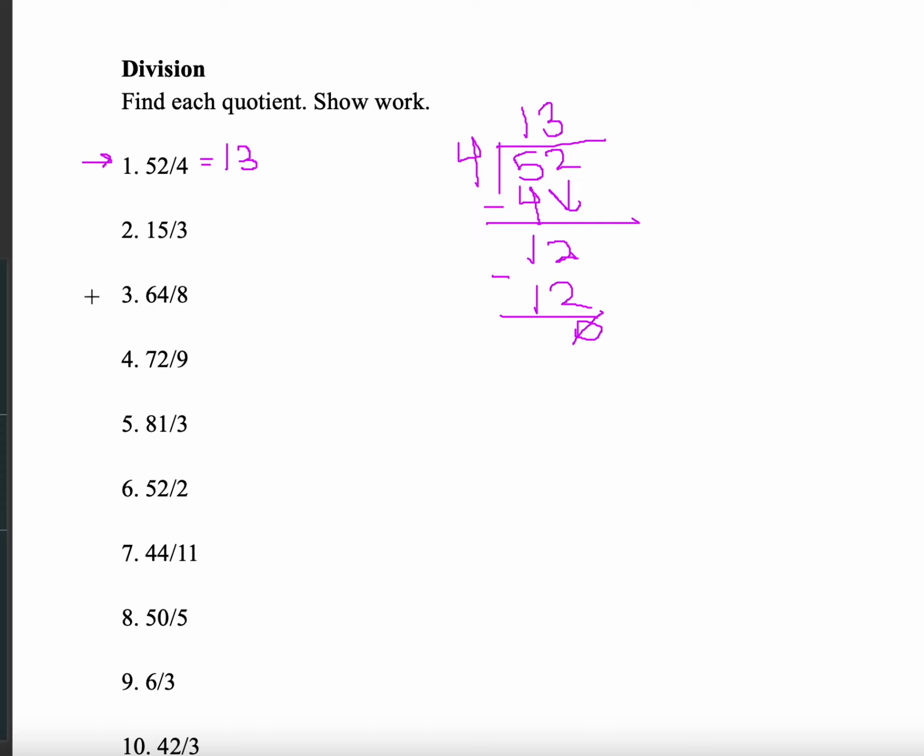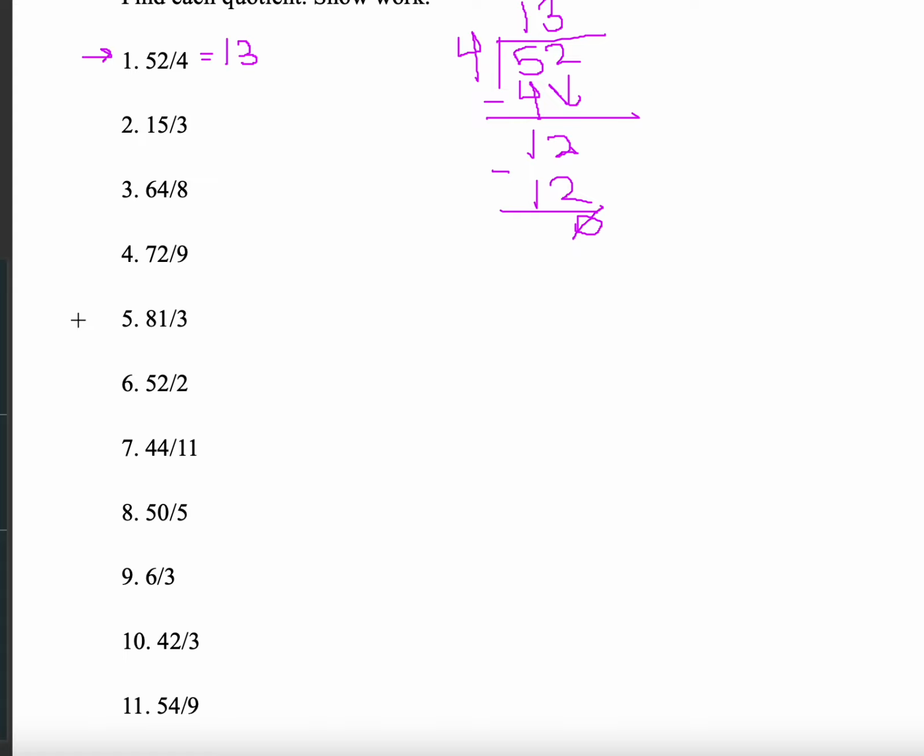Let's look at another example. Let's look at number 5, which is 81 divided by 3. So how many times does 3 go into 8? So 3 times 1 is 3, 3 times 2 is 6, 3 times 3 is 9. So perfect. So now we know that 3 times 2 is 6, so it goes into 8 2 times.